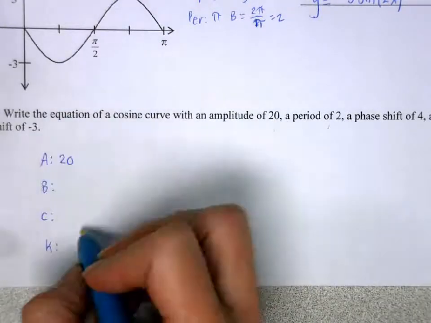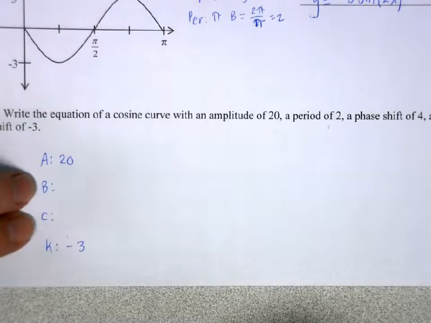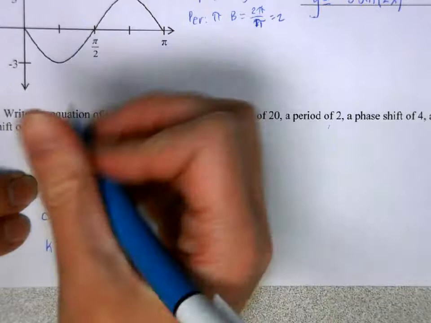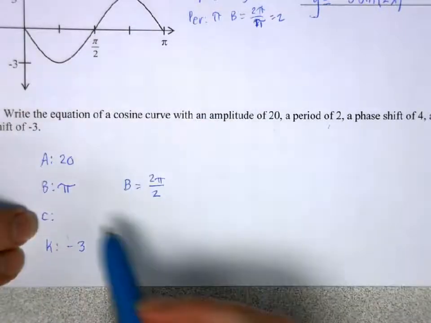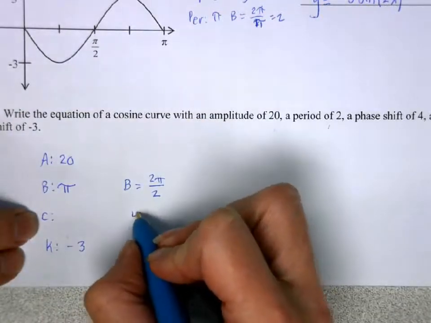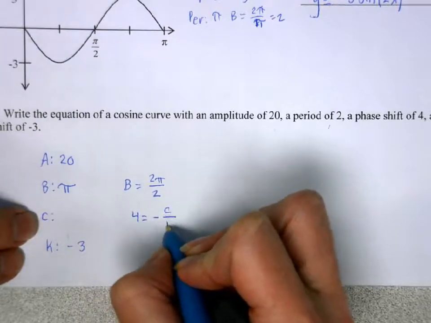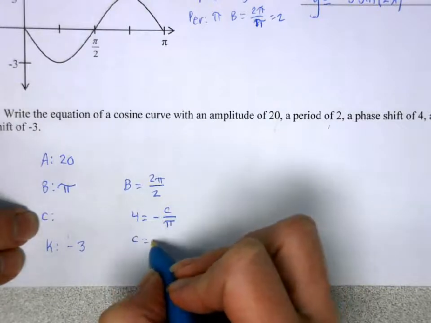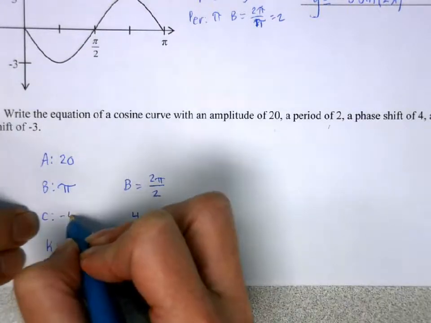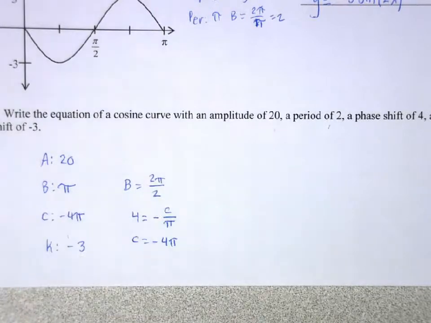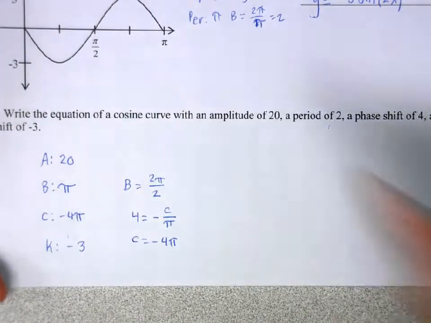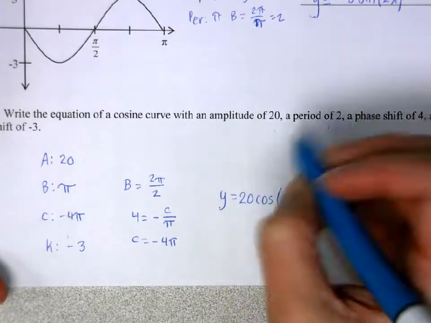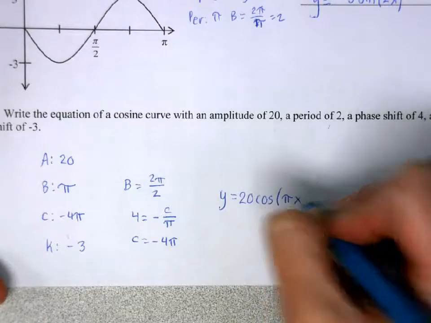These two require calculations. B is going to be 2 pi over 2, which is going to be pi. My phase shift of 4 is going to equal negative c over b, and we just found b was pi. So multiply over negative pi to get negative 4 pi. And then put all these together. This is a cosine. So 20 cosine of pi x minus 4 pi, minus 3.